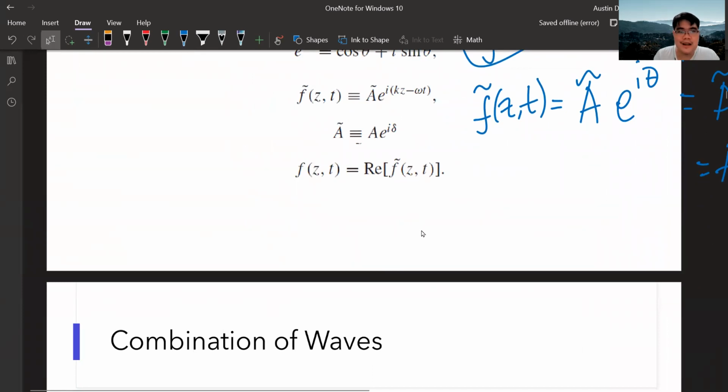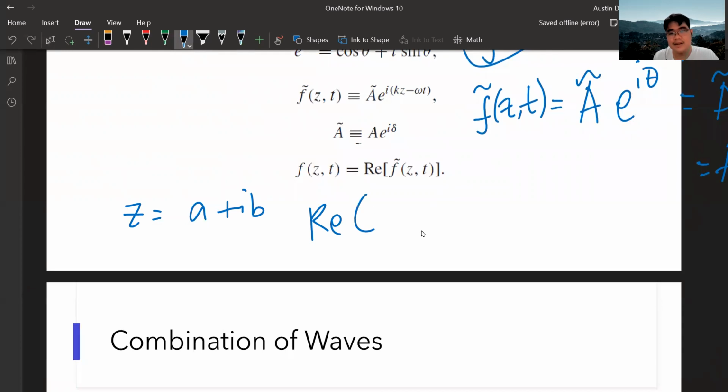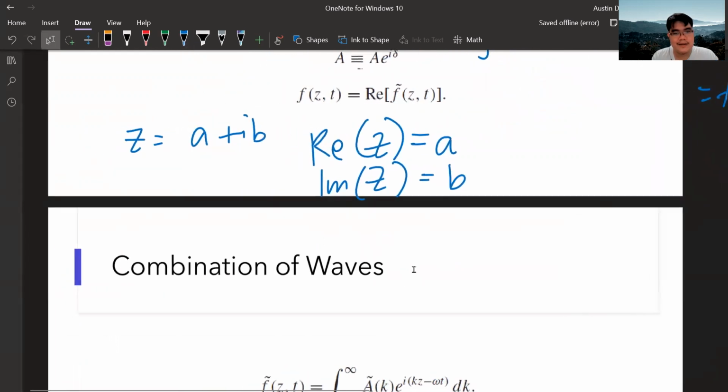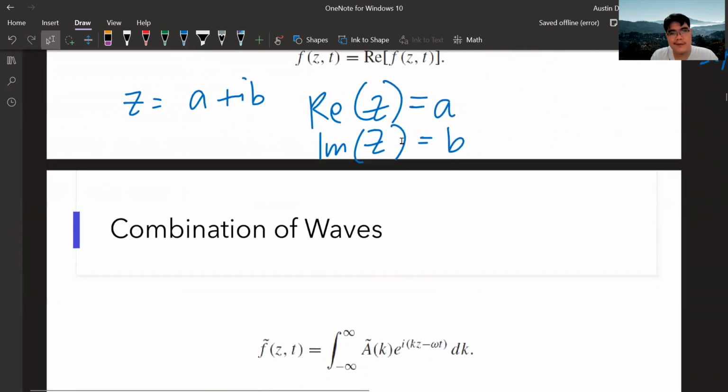So kung naalala nyo pa yung 1, 1, 2 nyo. Okay, kunwari meron tayong Z na imaginary. So si Z ay imaginary, A plus iB. Then the real part of Z is A. Then the imaginary part of Z is B. Okay? Dali, di ba? Kung ininitpick mo lang.